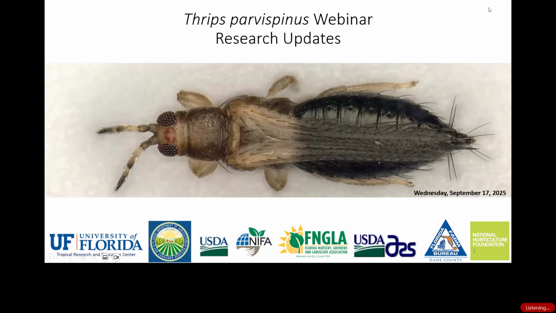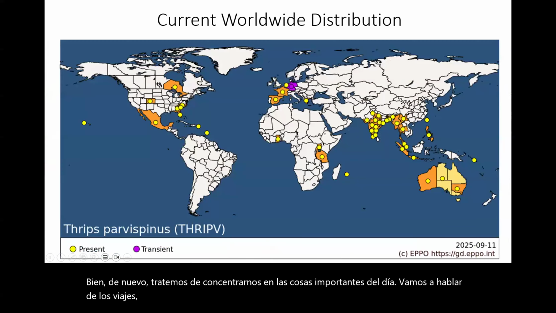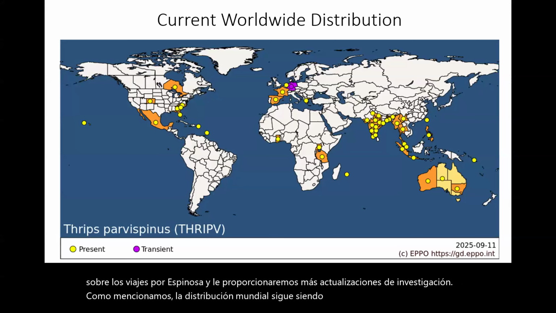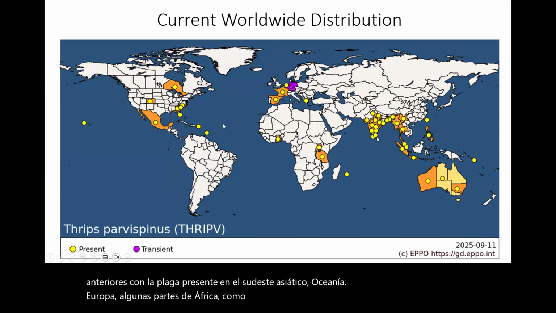Okay. Again, let's try to concentrate on the important things of the day. We are going to be talking about Thrips parvispinus and provide you with more research updates. As we mentioned, the worldwide distribution remains very similar to previous months, with the pest being present in Southeast Asia, Oceania, Europe, some parts of Africa, as you can see, and the northern part of the Americas and the Caribbean.